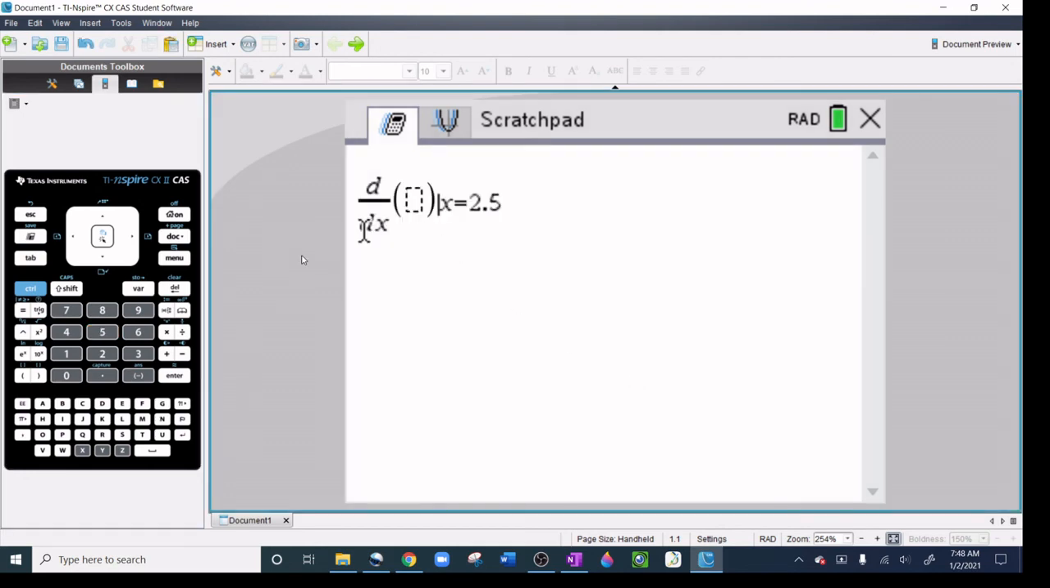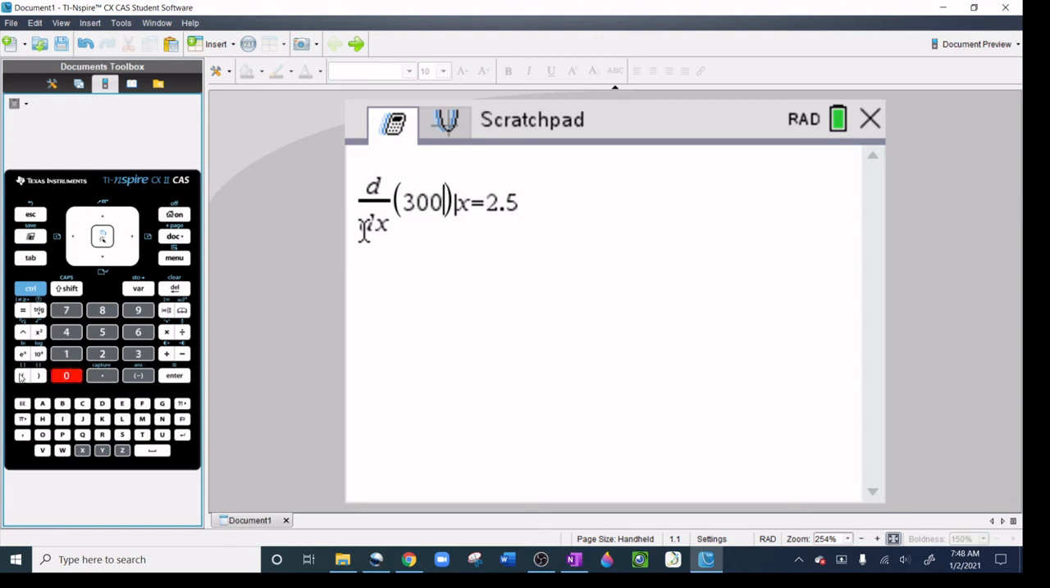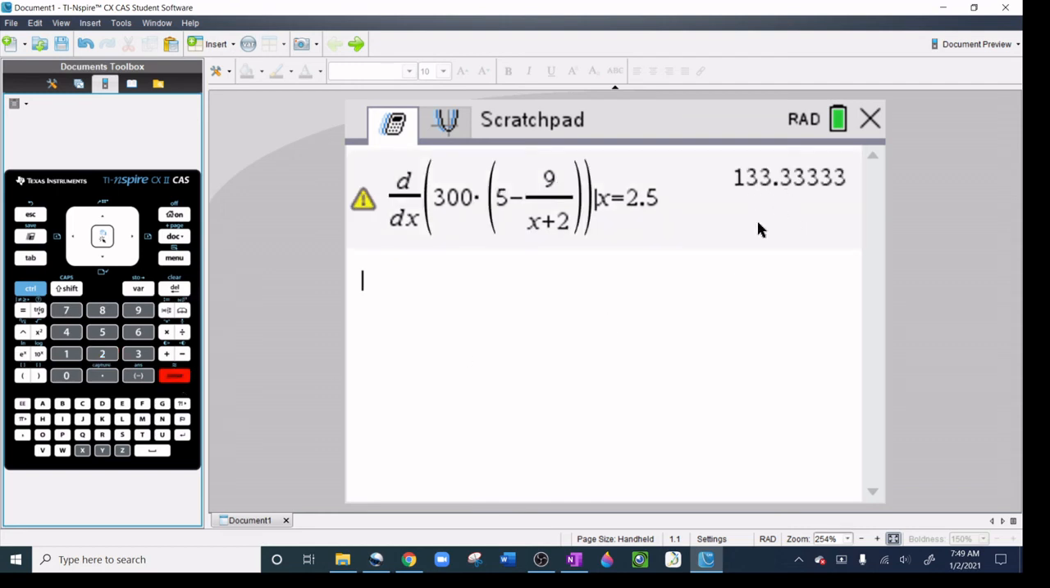Then type in my equation, my S of t, 300 times a parentheses, and it says 5 minus 9 divided by, and then I'm going to make a parentheses, because if I don't, it would give me 9 over t, like 9 is dividing by t but not plus 2. So I have to make sure everything, t plus 2, stays together. Then you enter, and the answer is 133.333.